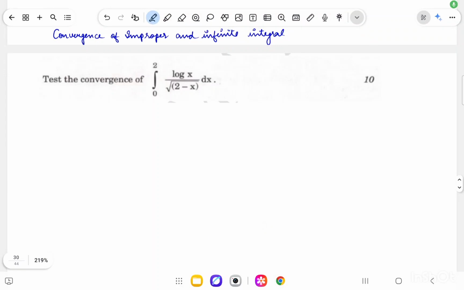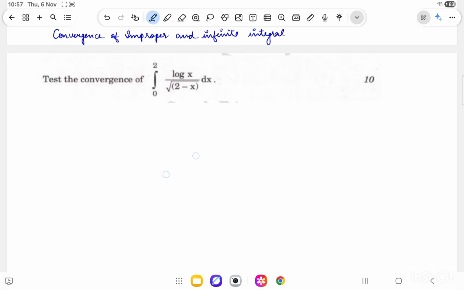So in the previous video we have seen questions related to Riemann integration. Today let's start with discussing questions on convergence of improper and infinite integral. It is also one of the important topics in real analysis, as a lot of questions are asked on this topic. So let's see how we should approach these type of questions.